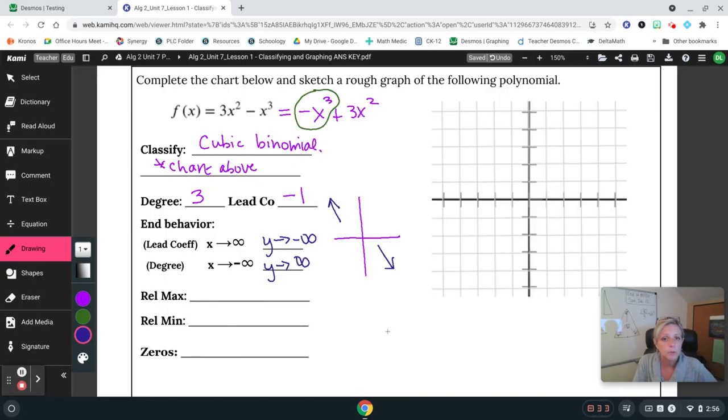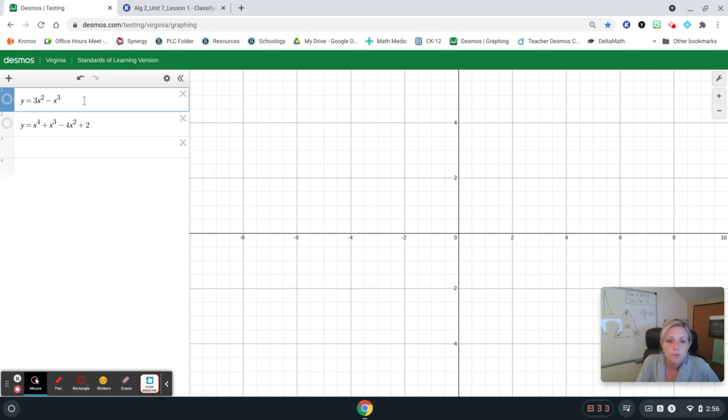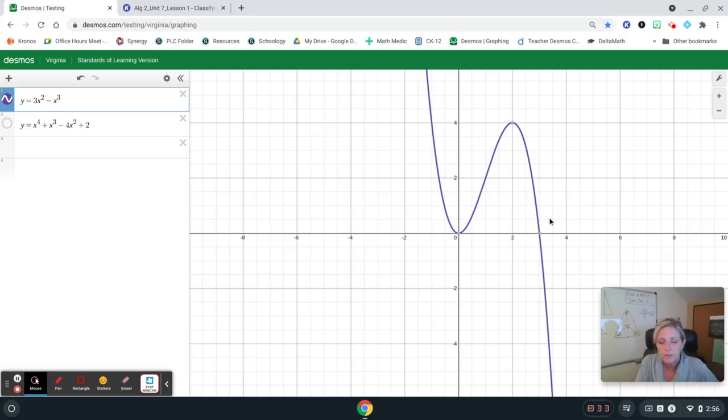You do have a couple options. You can factor this, and there will be a couple problems where I ask you to factor. Or if it doesn't say to factor, you can hop over to your Desmos calculator and graph it and find the zeros there. So we'll go to Desmos, and you can see that I already have this graph in here, this 3x squared minus x cubed. And we are looking for the relative min and the relative max.